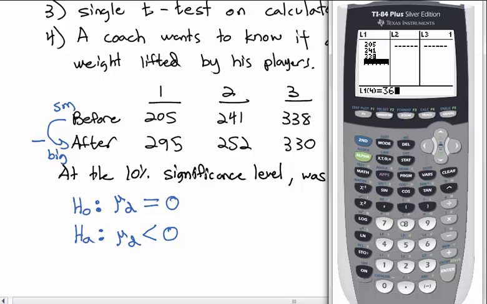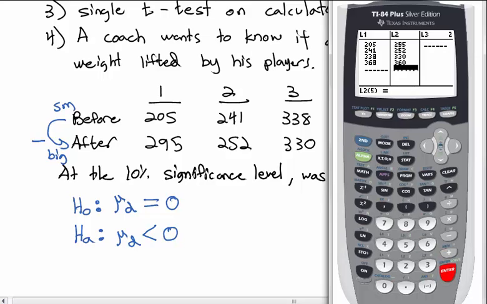Then I'll scroll over to list 2. List 2 is my after. 295, enter. 252, enter. 330, enter. And the fourth one was 360, enter.